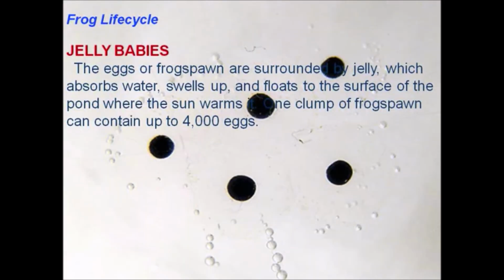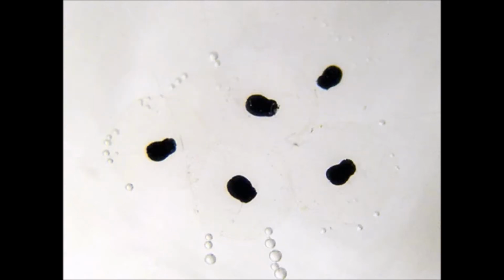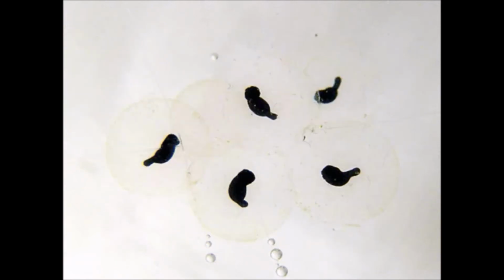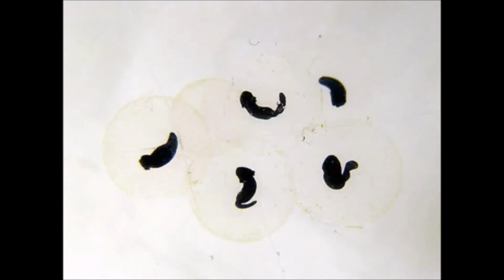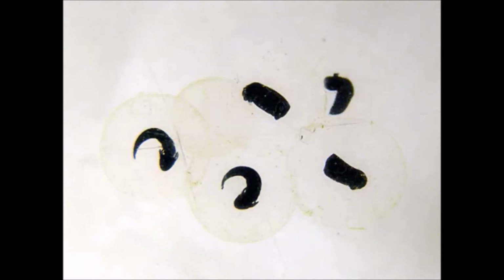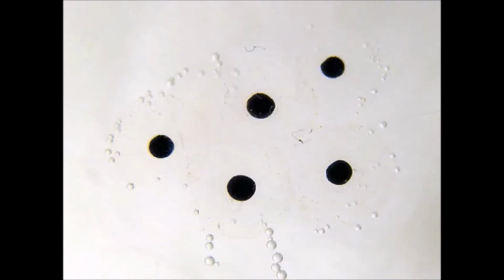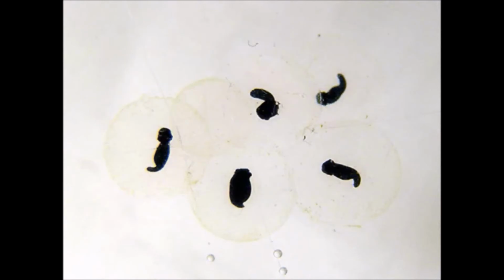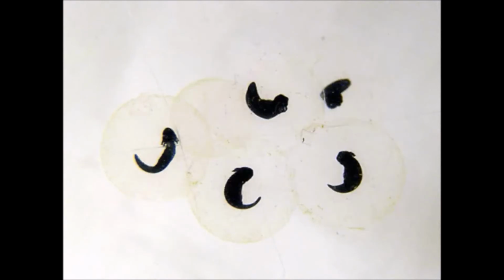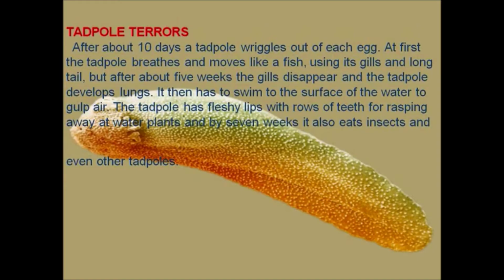Jelly babies. The eggs, or frog spawn, are surrounded by jelly which absorbs water, swells up and floats to the surface of the pond where the sun warms. One clump of frog spawn can contain up to 4,000 eggs. Tadpole terrors.